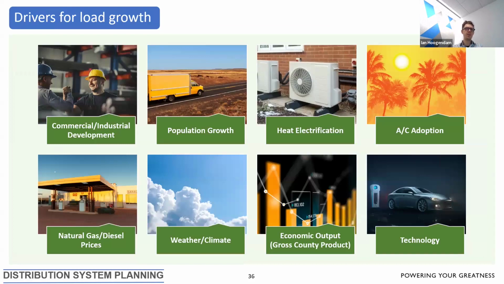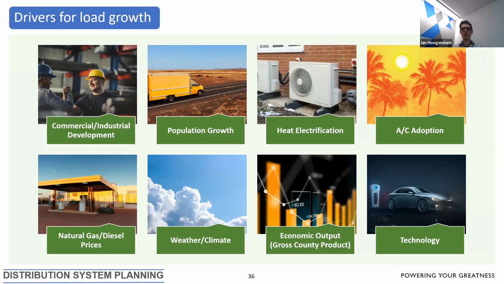So traditionally, the way we've been doing load forecasting, we've been relying on historical trends. We have been making some enhancements to our load forecasting process, and we've been doing that by analyzing some of the primary drivers for load growth. We're evaluating how these factors have influenced past trends, and we're anticipating their impact on future growth.